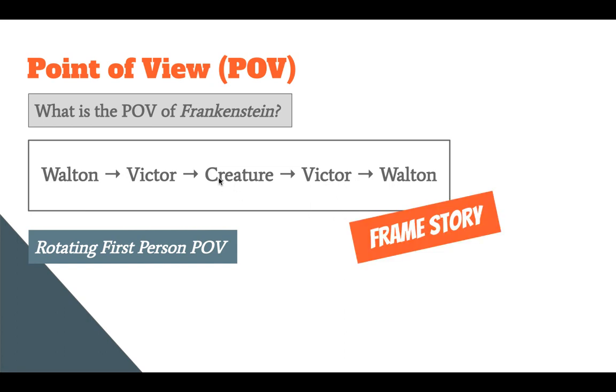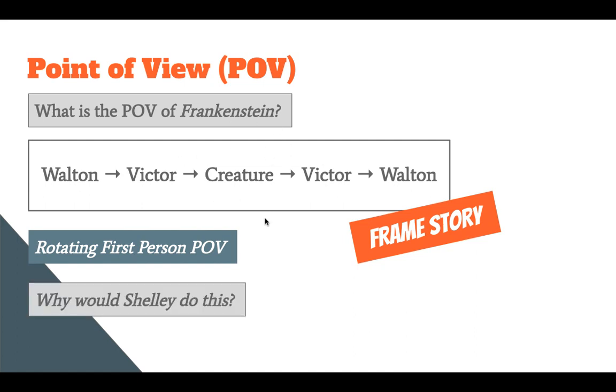Okay, we also call this a frame story. Because if you notice, it kind of is like a mirror: we have the creature in the middle, Victor on either side, and Walton on either side of that. A frame story is a story within a story within a story. The Arabian Nights, the stories with Aladdin in them, is a famous example of that. The whole story takes place within Captain Walton's story, and in the midst of that, it's Victor's, and in the middle of that, it's the creature's.